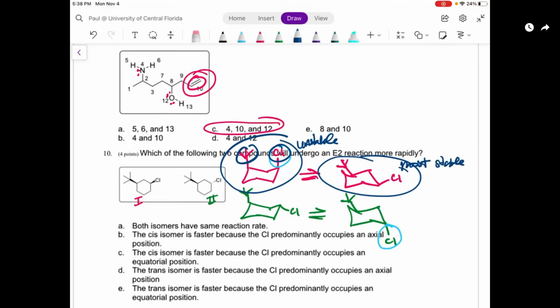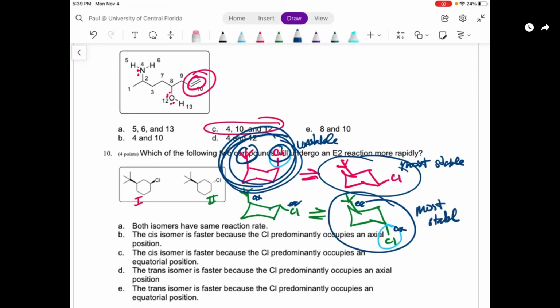But in order for it to do an E2 reaction, it has to be in this conformation on the left, which is very unstable. When you compare the green chairs, we have this tert-butyl axial, this one equatorial, which is the best that it can do, right? This one's equatorial and this one's axial. So when you compare the two green ones, the tert-butyl group is the biggest group, so you want that in the equatorial position. So the most stable chair for the green chairs would be this guy, which is the most stable between the two green ones.